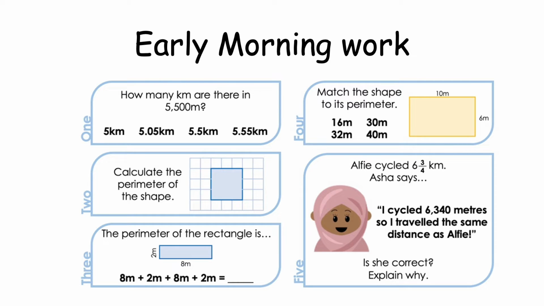Number 5, Alfie cycled 6 3/4 kilometers. Asher says, I cycled 6,340 meters, so I travelled the same distance as Alfie. Is she correct? Explain why. I would convert your kilometers to meters. Okay, so pause it now and then have a good go.